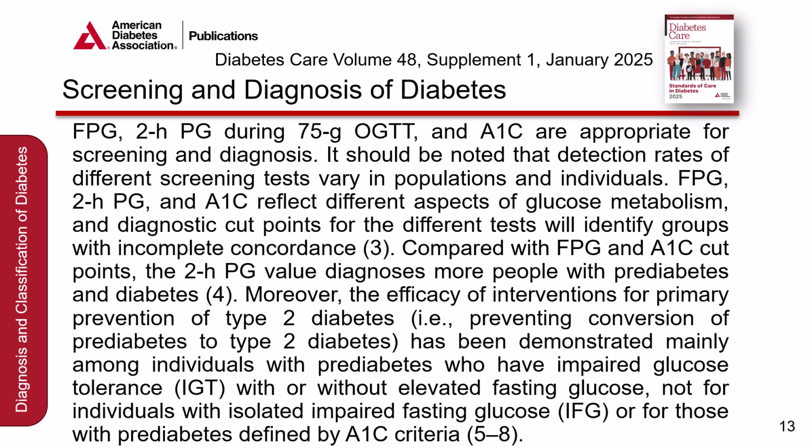Compared with fasting plasma glucose and glycated hemoglobin cut points, the 2-hour plasma glucose value diagnoses more people with prediabetes and diabetes. Furthermore, the efficacy of interventions for primary prevention of type 2 diabetes, meaning the prevention of progression from prediabetes to type 2 diabetes, has been demonstrated mainly among individuals with prediabetes who have impaired glucose tolerance, whether or not they also have elevated fasting glucose. However, these interventions have not shown efficacy for individuals with isolated impaired fasting glucose, nor for those whose prediabetes is defined based on glycated hemoglobin criteria.